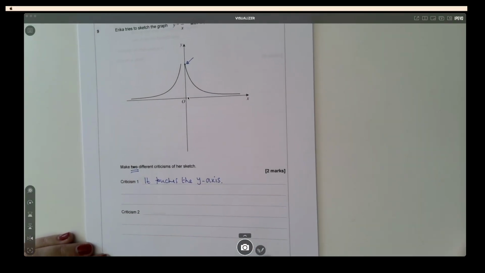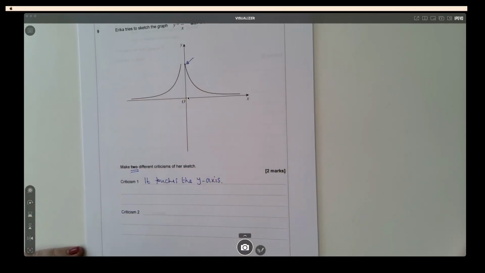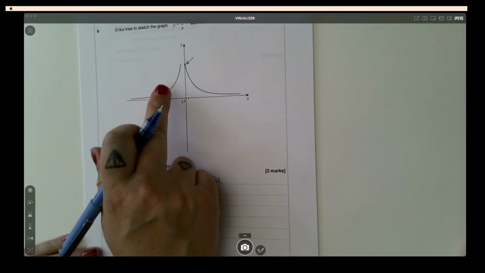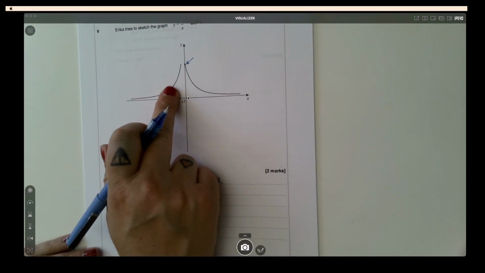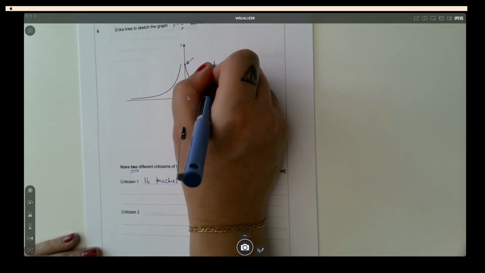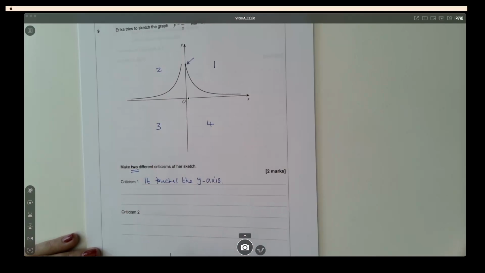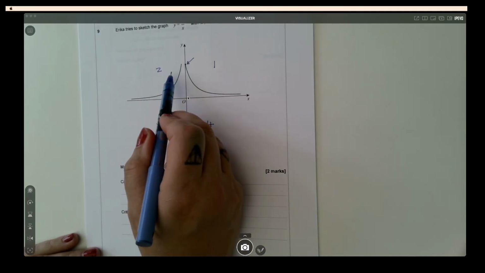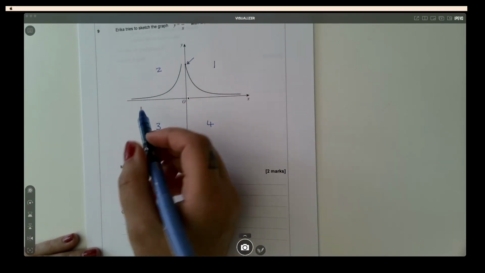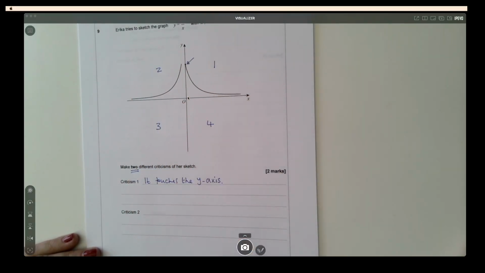The second criticism I'm going to make is where the second part of the graph is. Yes, there are two parts to this graph, but this part is usually in a different quadrant. By quadrants, I mean these 4 sections. So this is quadrant 1, quadrant 2, quadrant 3, and quadrant 4. This section here is usually in quadrant 3. So actually, it needs to be reflected over the x-axis. But you don't have to go into that much detail.